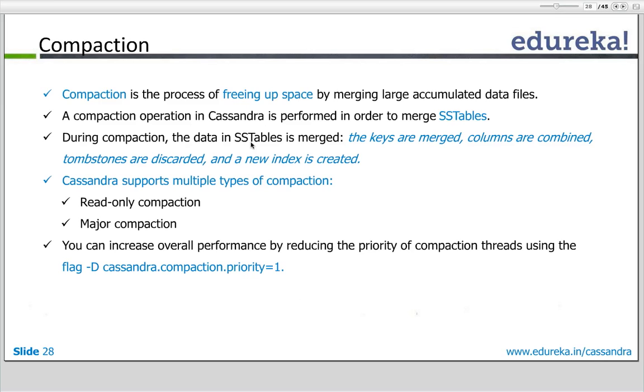There's something called major compaction. Major compaction is when you do a keyspace level compaction. All the column families under that keyspace get compacted. That's what we call a major compaction. And a minor compaction is when you are doing it on a particular column family.